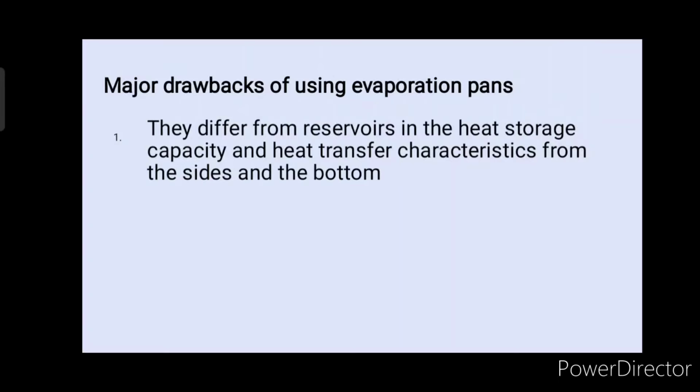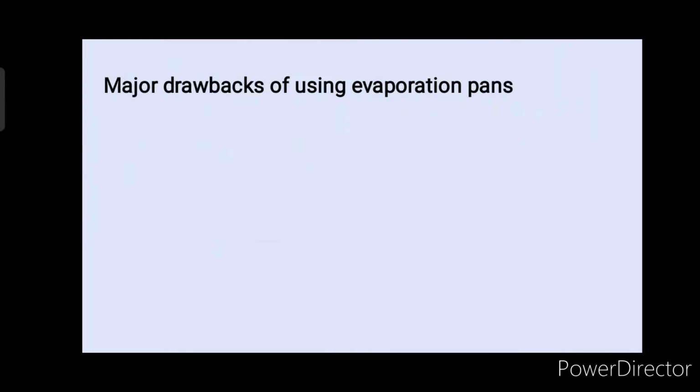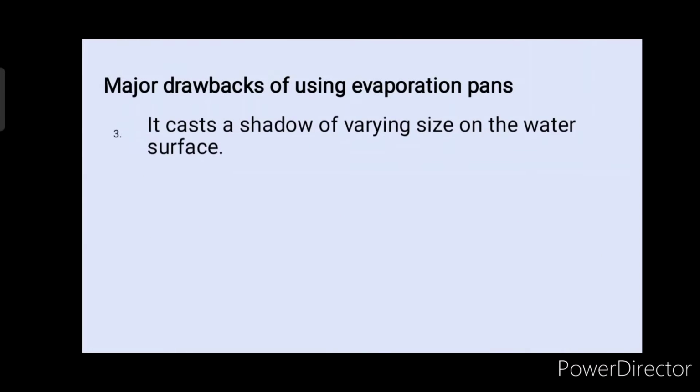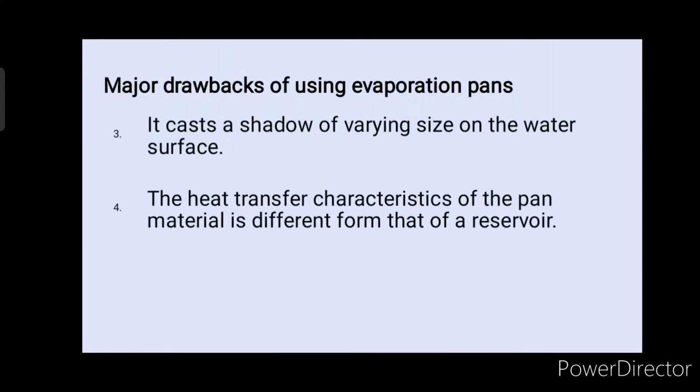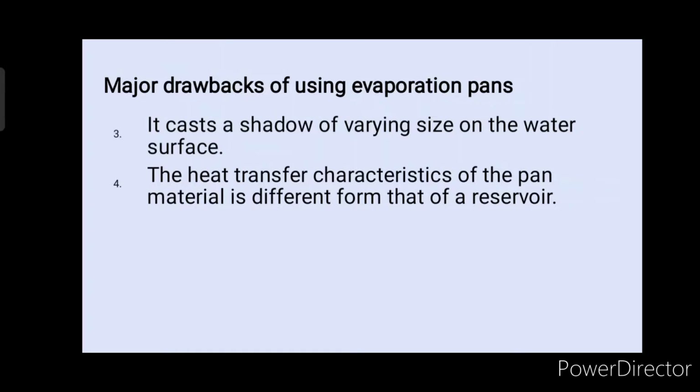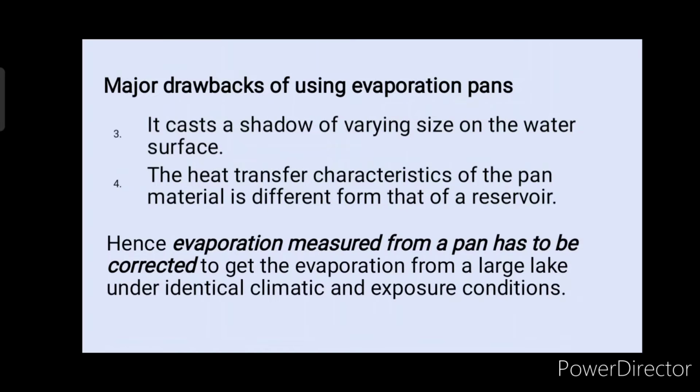The height of the rim in an evaporation pan affects wind action over the water surface in the pan, and it casts a shadow of varying size on the water surface. And the heat transfer characteristics of the pan material is different from that of a reservoir. Therefore, evaporation measured from a pan has to be corrected to get the evaporation from a larger lake under identical climatic and exposure conditions.